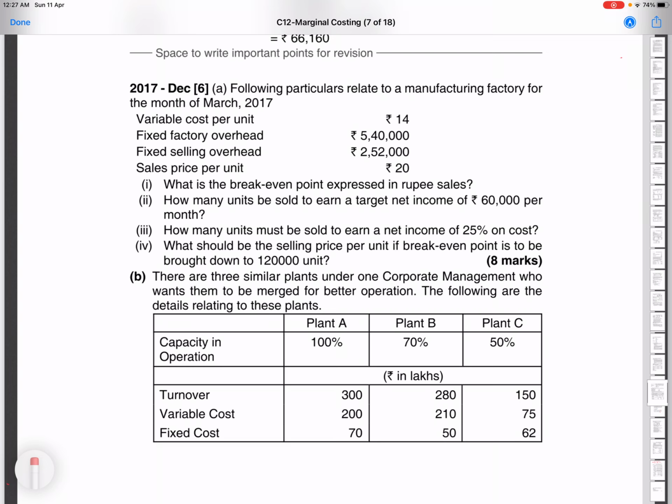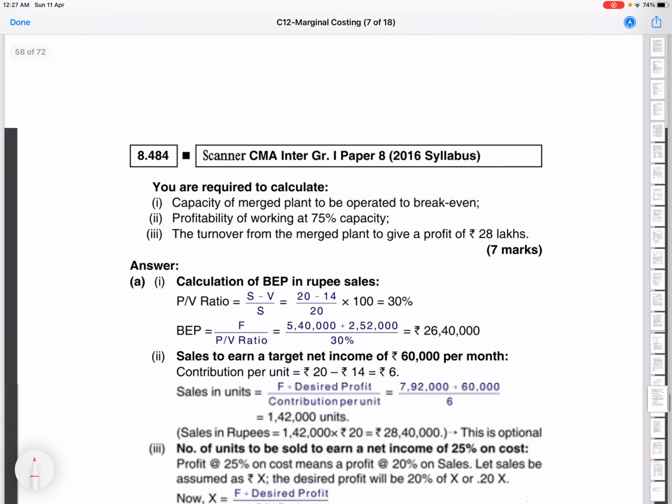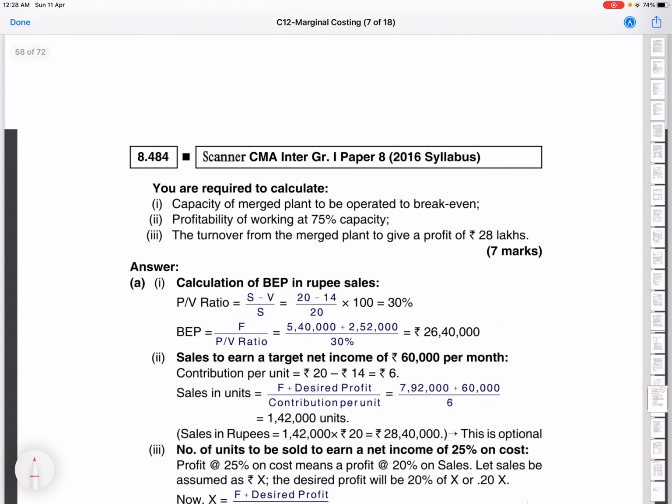Plant A, Plant B, Plant C. The 3 plants' capacity in operation is 100%, 70% and 50%. They have given sales, variable cost, fixed cost. You are required to calculate capacity of merged plant to be operated to break even, profitability of working at 75% capacity, the turnover from the merged plant to give a profit of 28 lakhs.